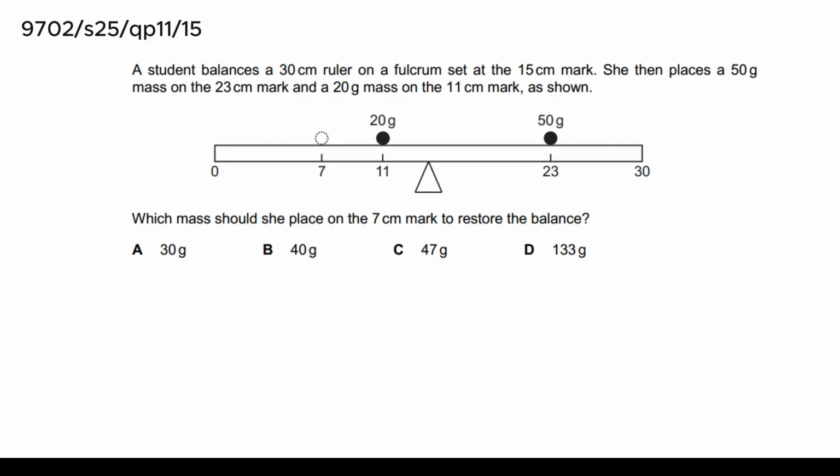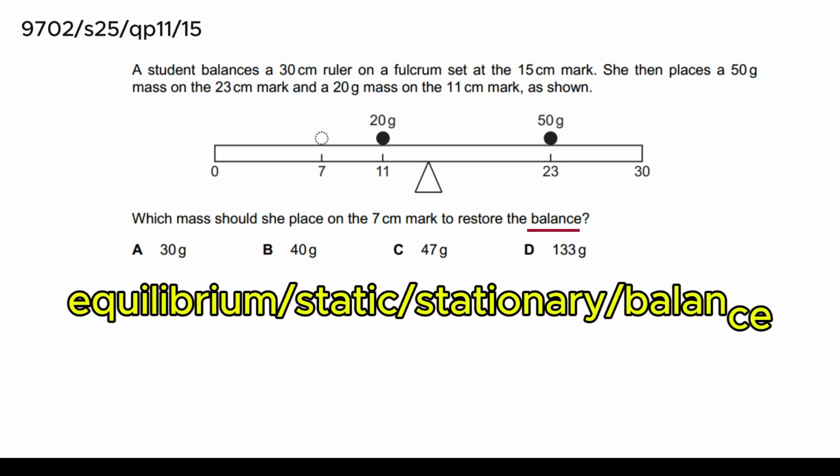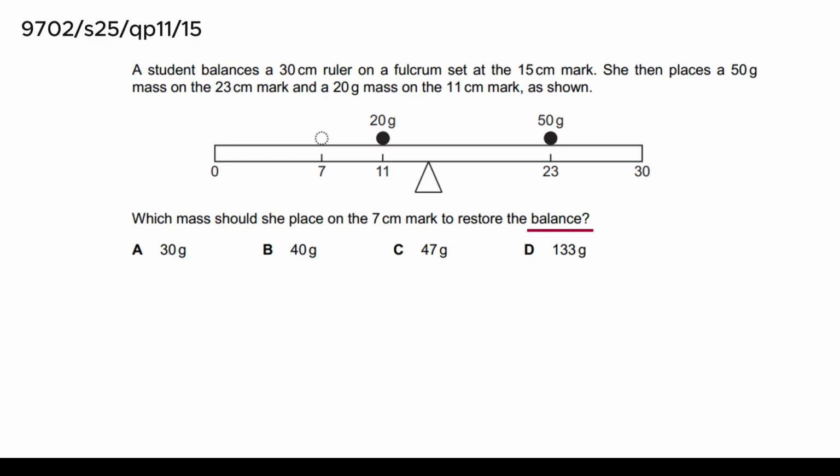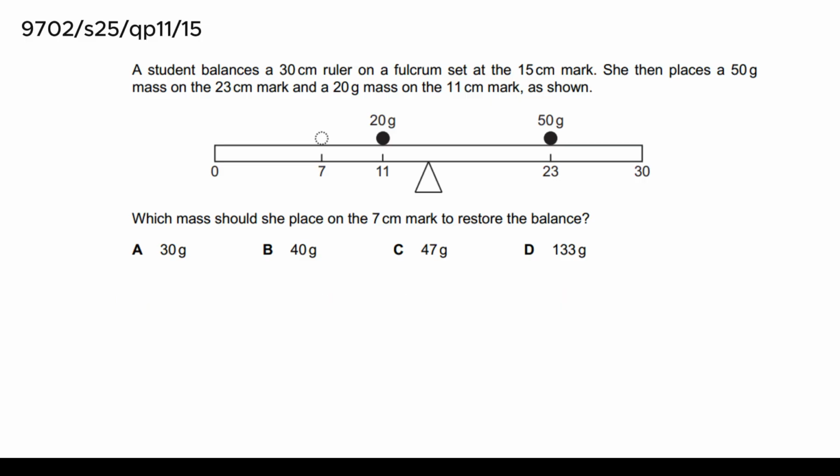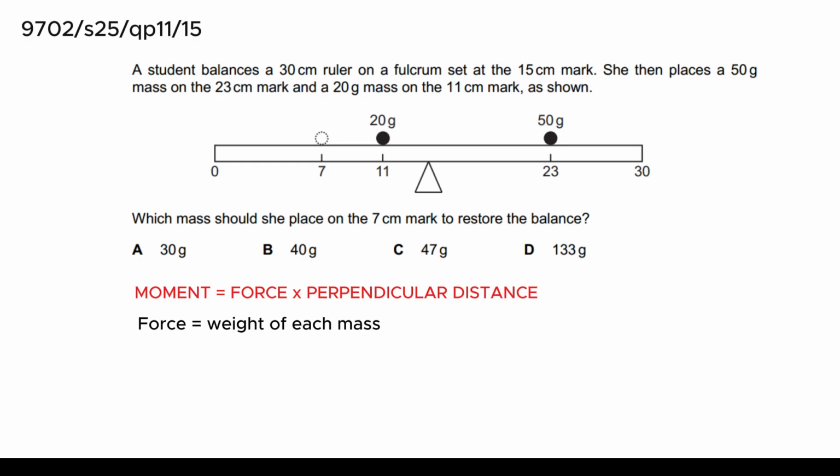For moments questions, whenever the question mentions the system being in equilibrium, static, stationary, balance, all these keywords mean we have to use the principle of balancing all the clockwise and anticlockwise torques around the pivot. So recall the formula for moments. Moment equals force times perpendicular distance. Force in this system refers to the weight of each mass.